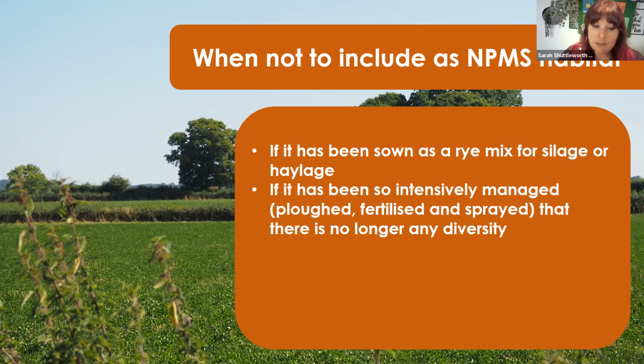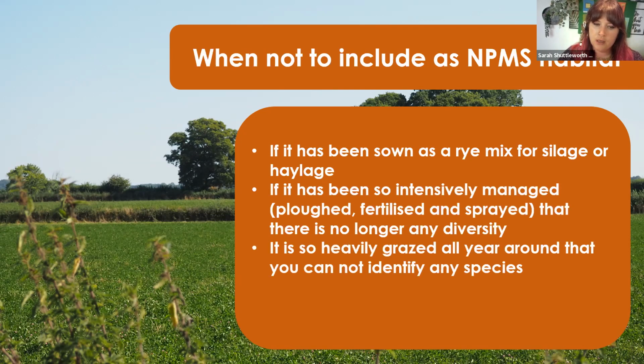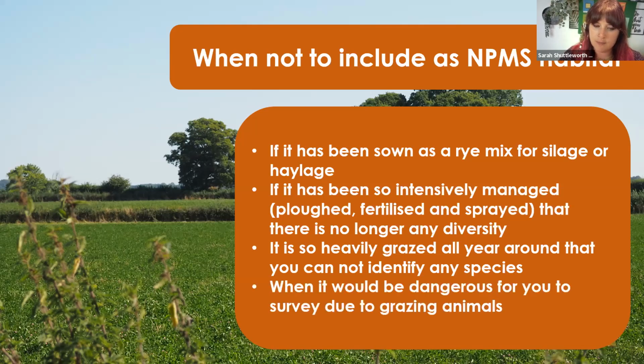So if it's been intensively managed and ploughed up and then re-sown, then it might not be suitable. Particularly if there's no longer any diversity at all and it's all just grass species, then you might not want to include it as NPMS because it's not really semi-natural anymore. If it is so heavily grazed all year round that you cannot actually identify any species, that is going to make it quite difficult to include it as a plot. This is rarely the case though. There's usually some areas where you can still identify species, but some horse grazed areas can be like this and it can be quite tricky.